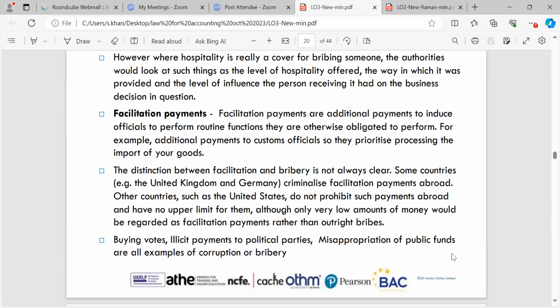Some countries, like the UK and Germany, criminalize facilitation payments abroad. Other countries, such as America, do not prohibit such payments abroad and have no upper limit for them, although only very low amounts of money would be regarded as facilitation payments rather than outright bribery. Buying votes, illicit payments to political parties, and misappropriation of public funds are all examples of corruption and bribery, as we mentioned, and I think MP expenses fall within that as well.